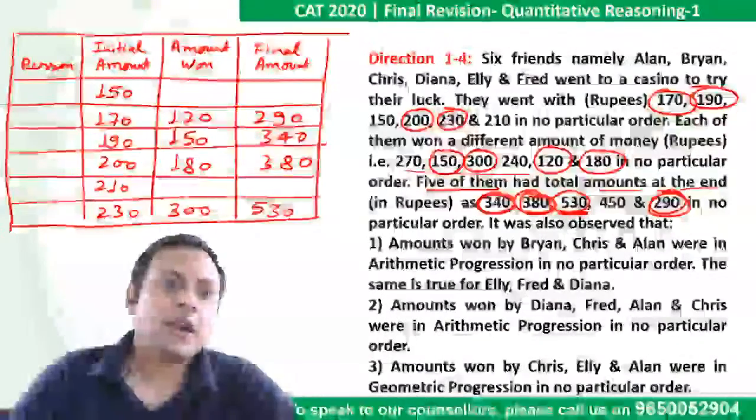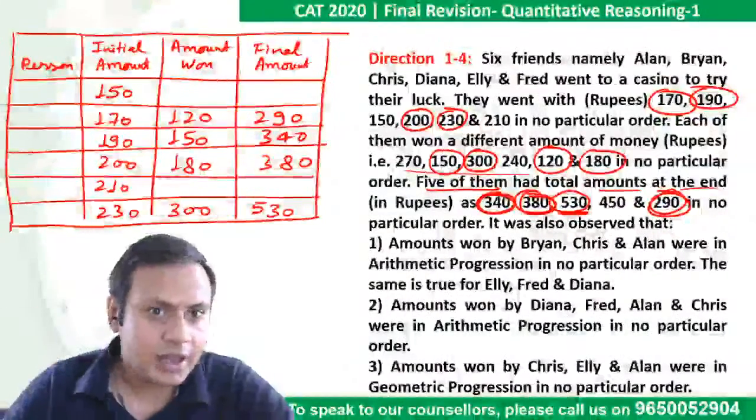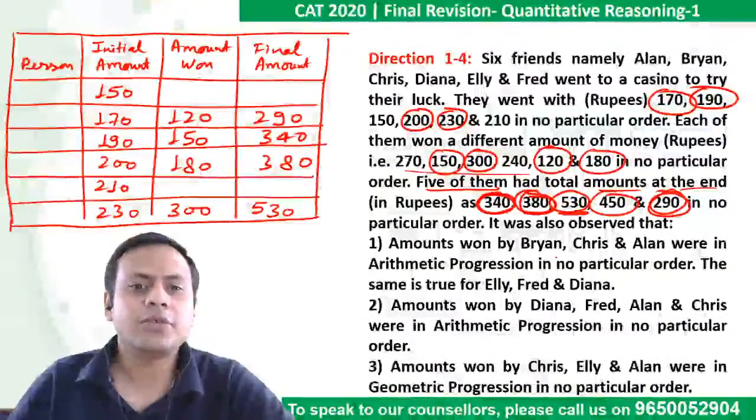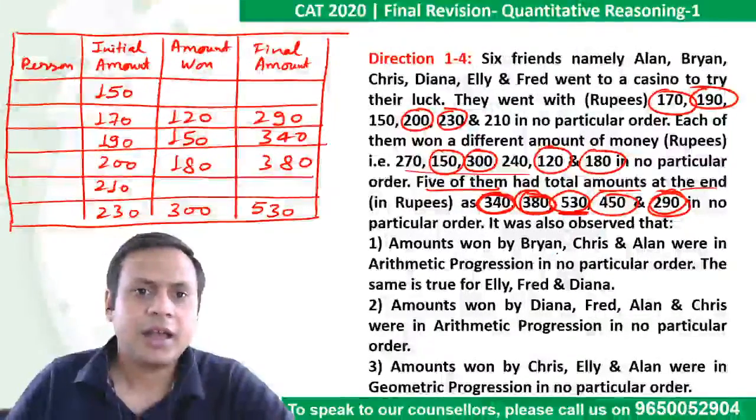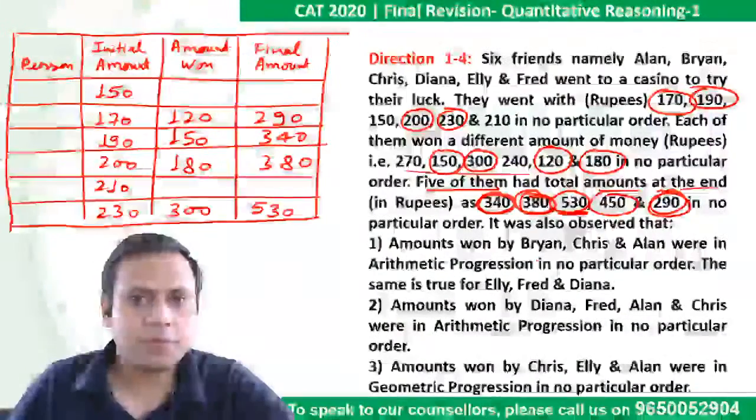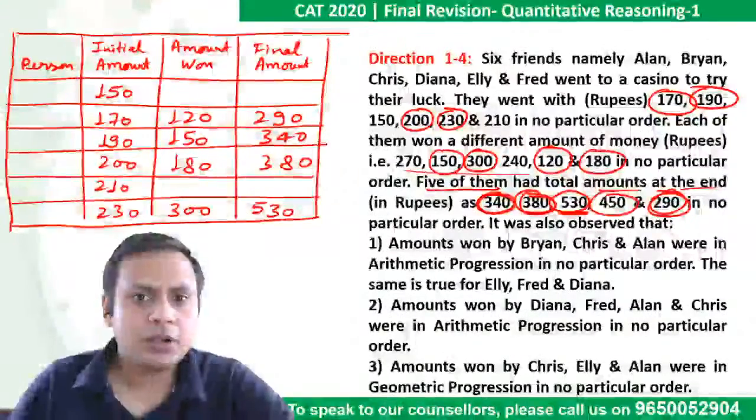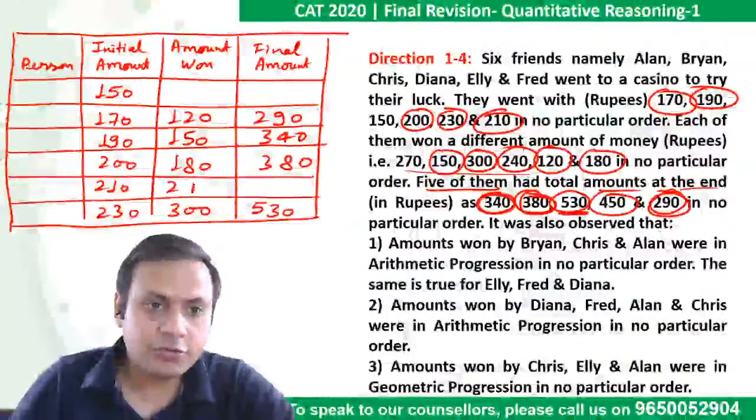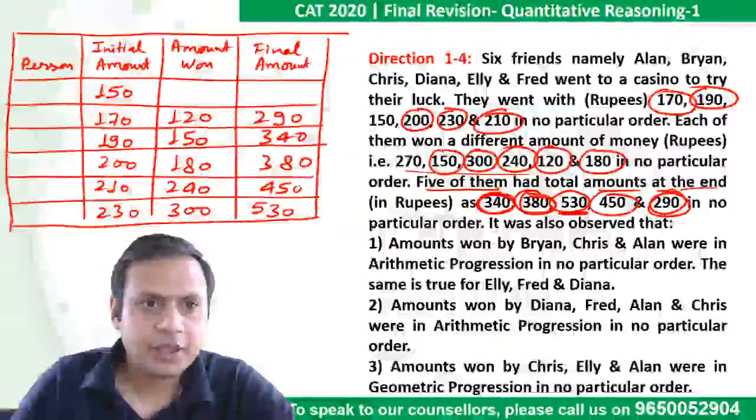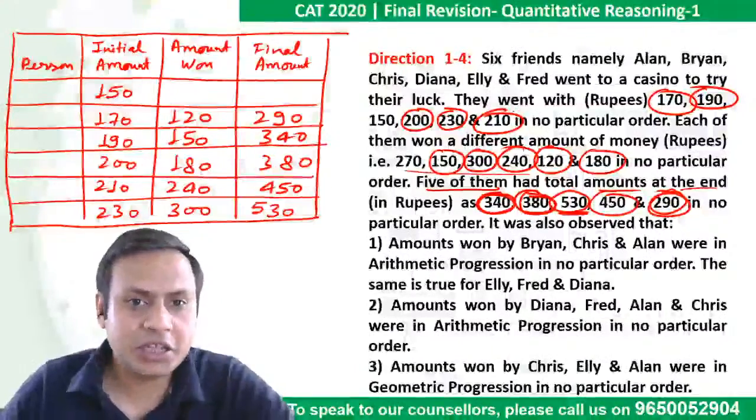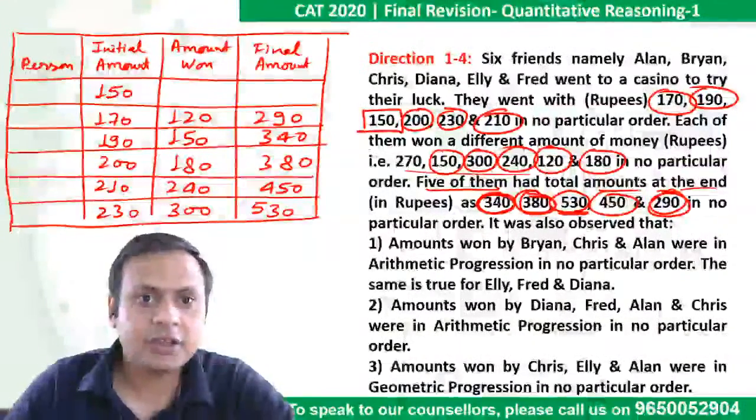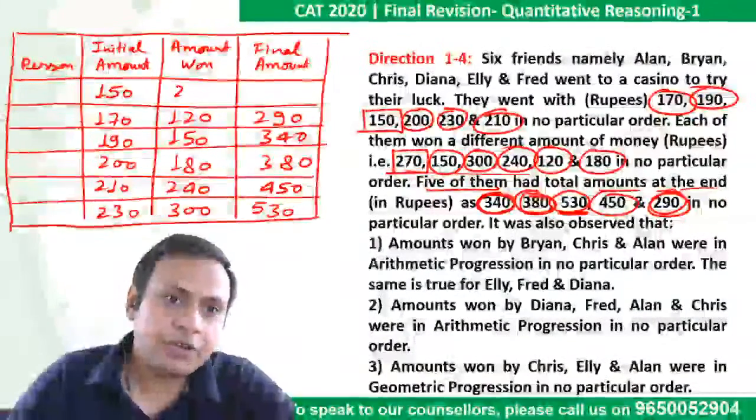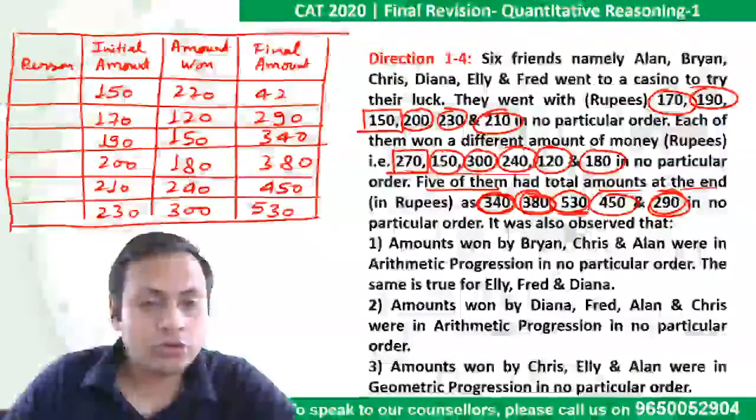Now regarding the next thing, how can we get 450? I believe 150 plus 300 is not possible. But 210 plus 240 is. So 210 plus 240 is equal to 450. Now in the initial amount, only 150 is left, and in the amount won only 270 is left. So 150 plus 270 is equal to 420.